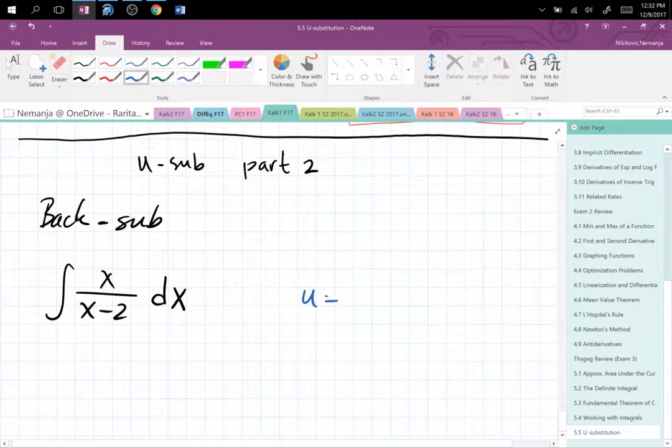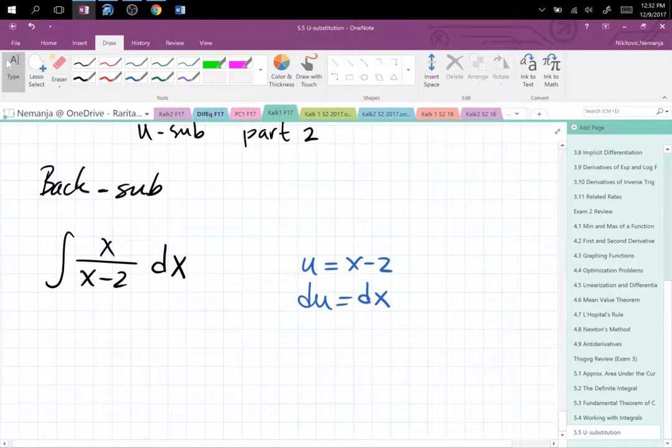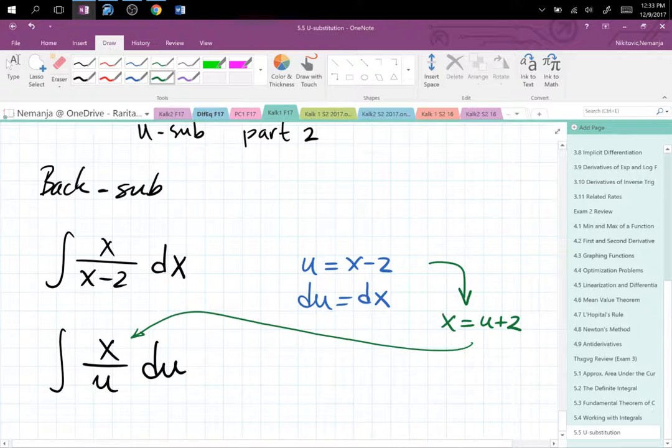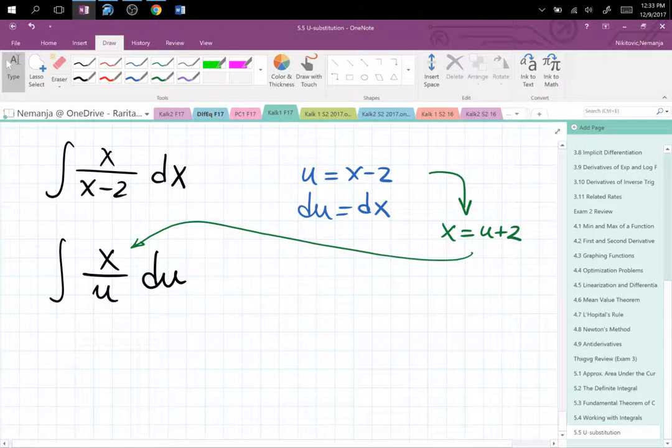So if I say u equals x minus 2, then clearly du is equal to dx, because the derivative of x minus 2 is just 1. And if you try to plug all of the stuff in, you have x over u du. Now clearly the x that survived is an issue. But what you can do is solve your u substitution for x and get x equals u plus 2 and plug that in there. So that's that back substitution part, right?